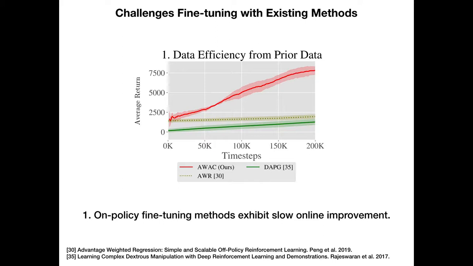On-policy methods exhibit slow online improvement. Both AWR, which uses on-policy value estimation, and DAPG, which was used for fine-tuning from demonstration data, are relatively slow to improve online. Our method is superimposed to show how fast improvement could potentially be. Since we want fast online fine-tuning, we will focus on off-policy actor-critic methods.